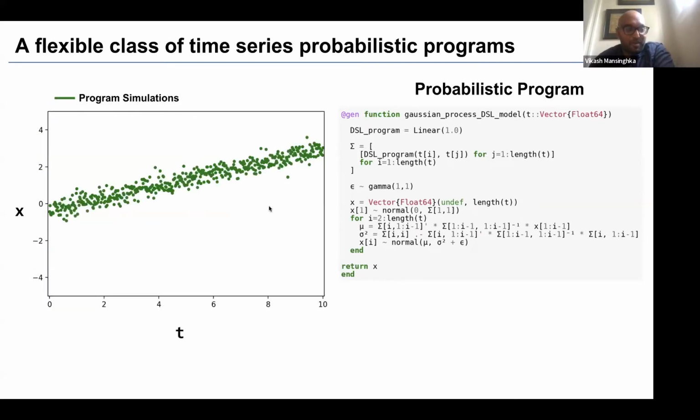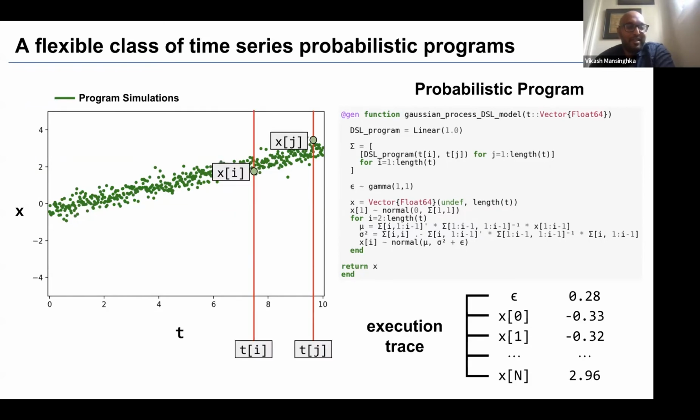So if we run this probabilistic program once, we might get a realization that looks something like this. And here I'm just highlighting two of the green dots, which might correspond to particular realizations of x sub i and x sub j at times t sub i and t sub j. And on the bottom right, I'm showing one trace of the probabilistic program. That is an assignment of values to all the stochastic choices made by the probabilistic program during its execution.